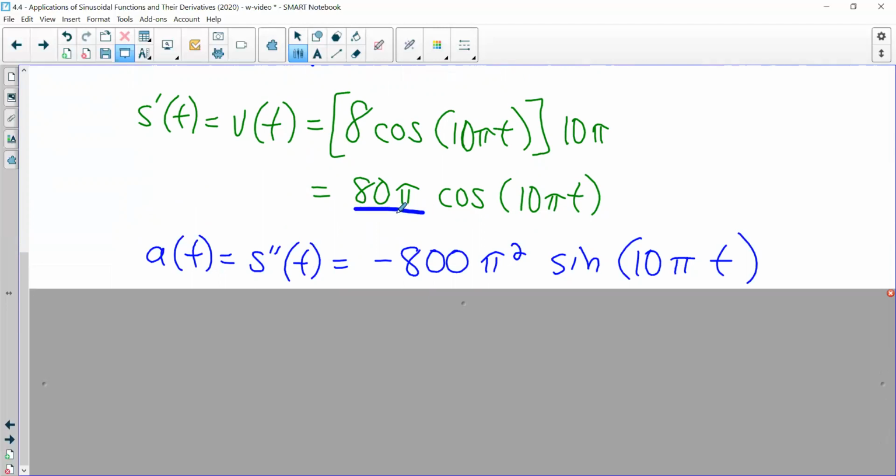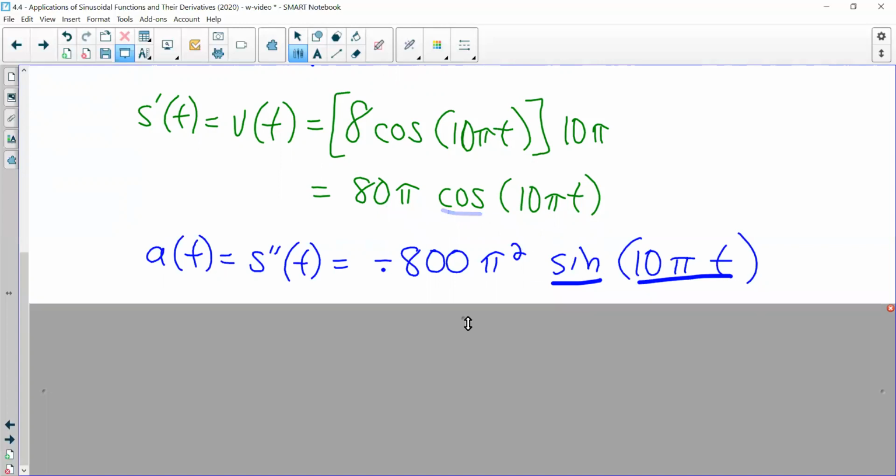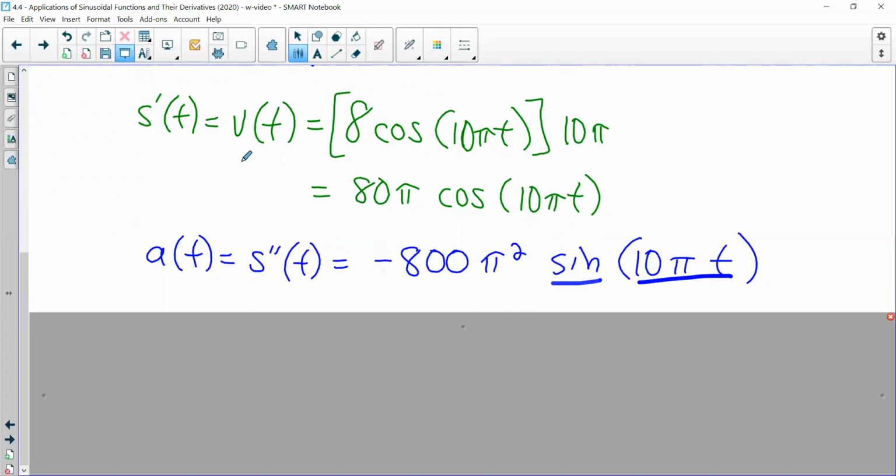All right. Now, if you're wondering where all this came from, eventually you're going to get a chain rule in here that needs to take the derivative of the angle, which is going to give us another 10 pi. 10 times 80 is 800. And if you're wondering where the negative came from, the derivative of cosine is negative sine. Keep the angle expression exactly the same. So we've accomplished 2 of the parts of the question: find the velocity, find the acceleration.